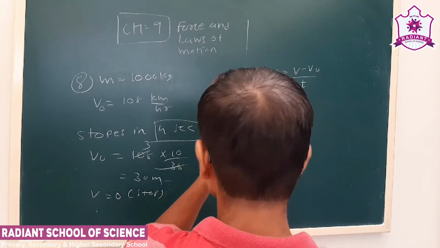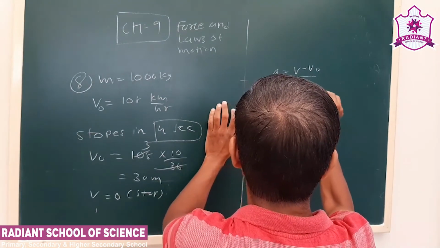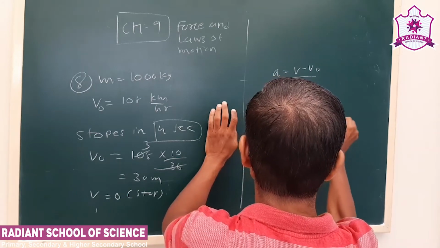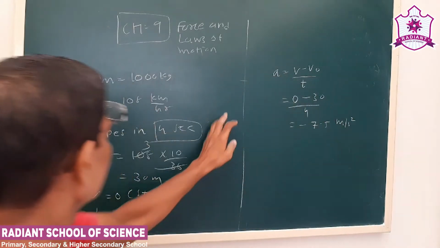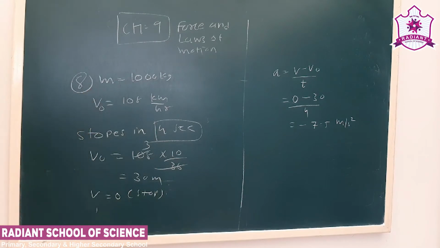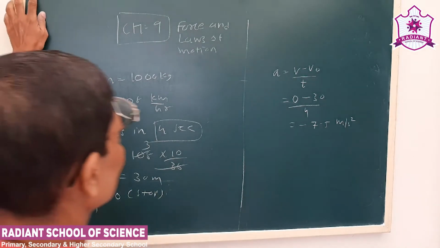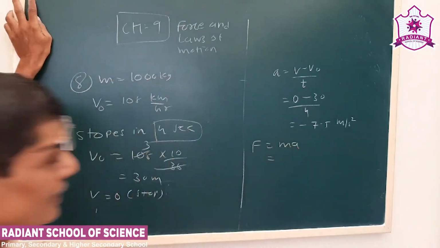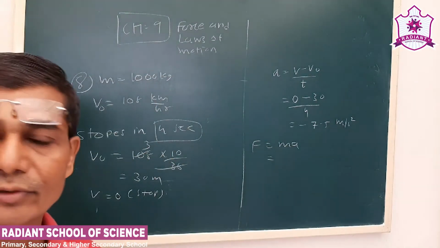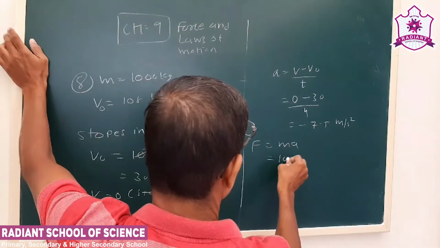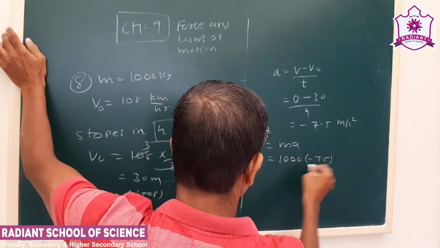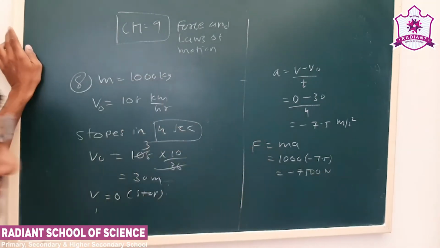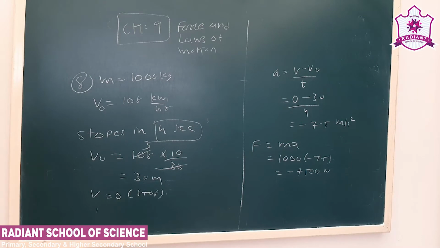Now see, the initial velocity is 30, time is given. Now mass is 1000 kg, so F is equal to ma. This negative sign shows that it is the retarding force. So this is how we can solve.